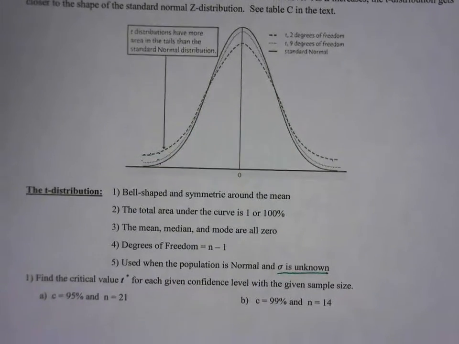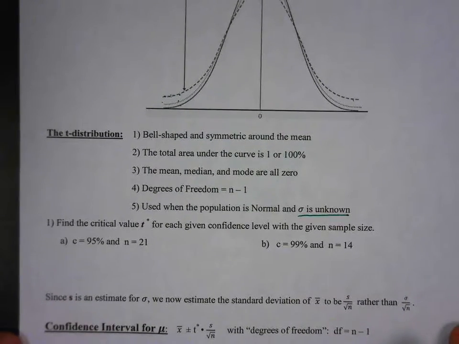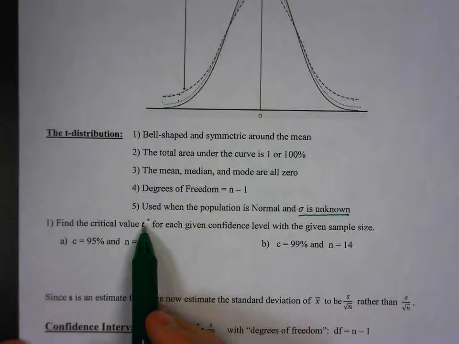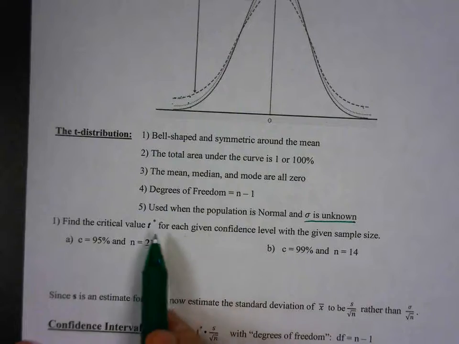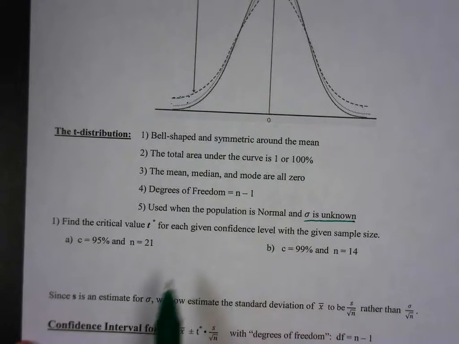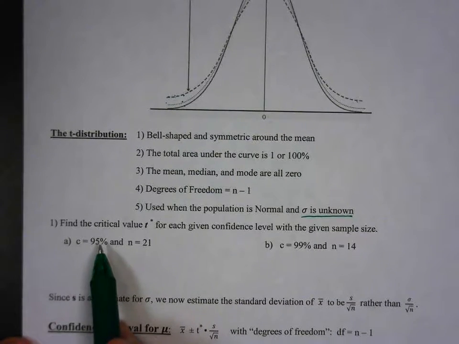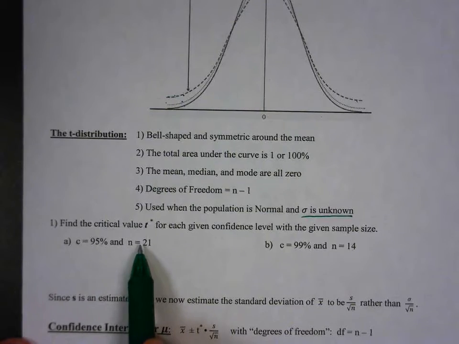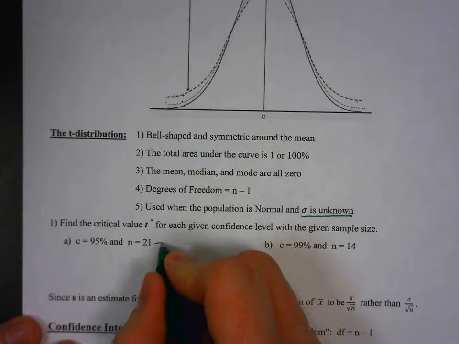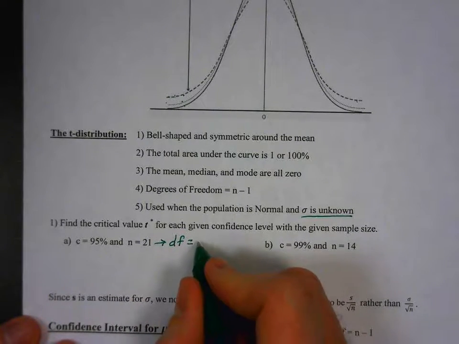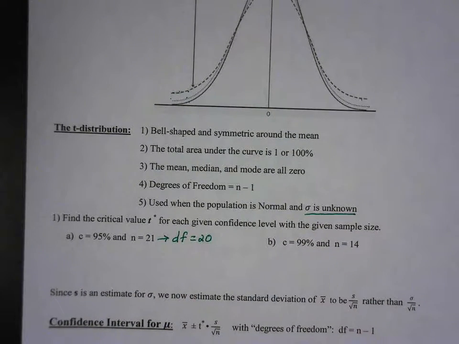Okay, so in order to find values for the t-distribution, critical value t star, instead of z star, we're looking up t stars now. We're going to find the t star value for each confidence level with a given sample size. So if we're going to construct a 95% confidence interval, and there's 21 in our sample size, we know that the degrees of freedom, df, will be 21 minus 1, which is 20.